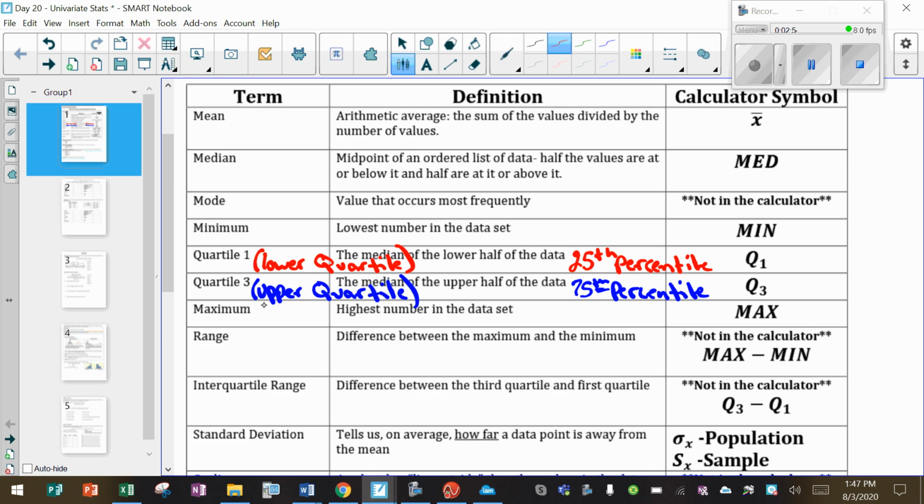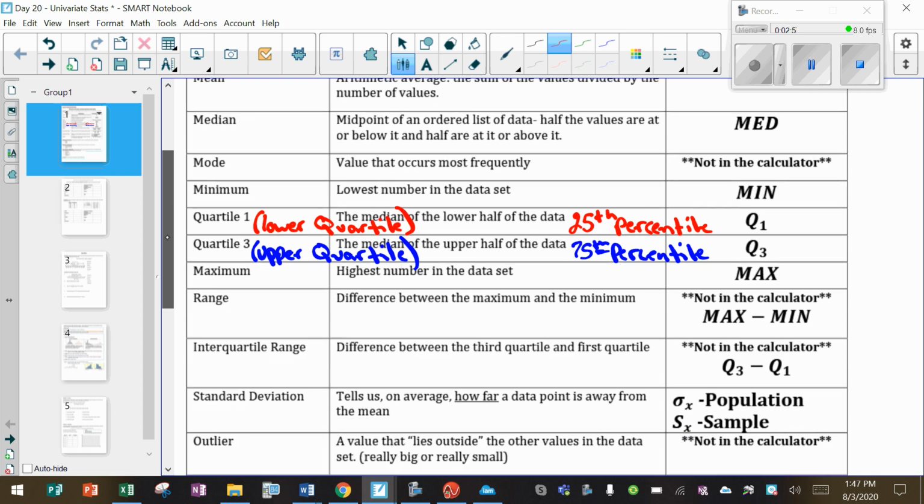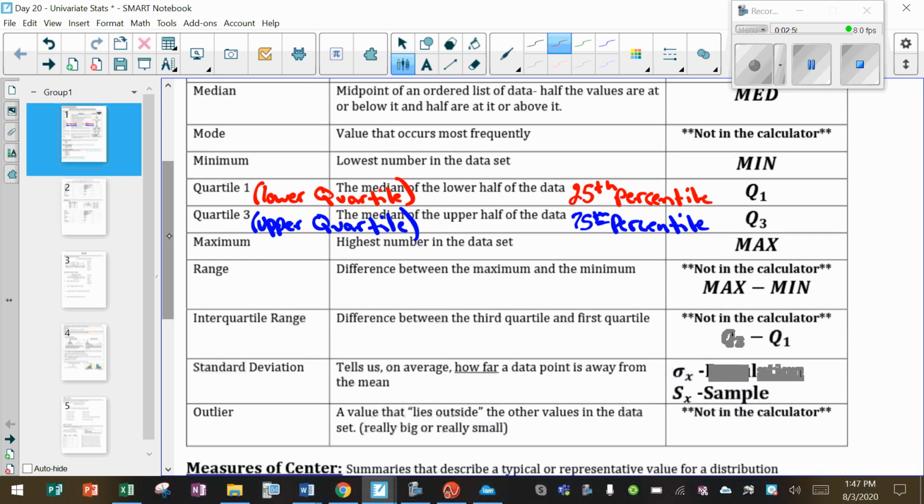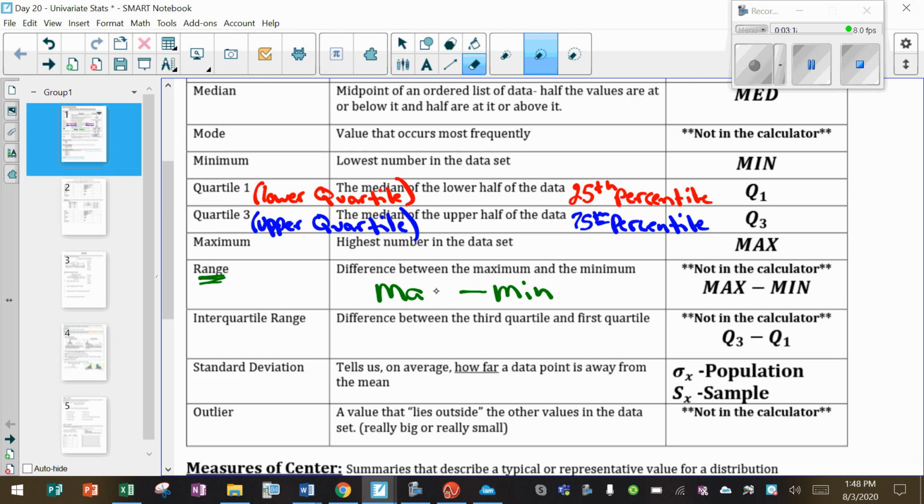Now there are three different types of measuring variability. That means the spread of scores, or how much variety is in your data set. Variability, variety. One, to measure the spread or how close together the scores are, you can do the range. That's when you do the maximum number in your list minus the minimum number. Max minus the min. That's called the range. If you did the interquartile range, you're subtracting the quartiles. The upper quartile minus the lower quartile.